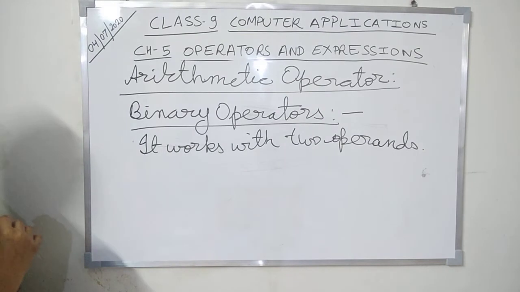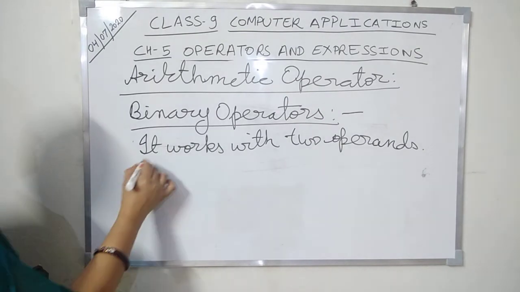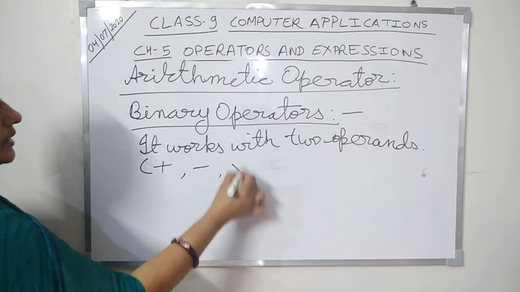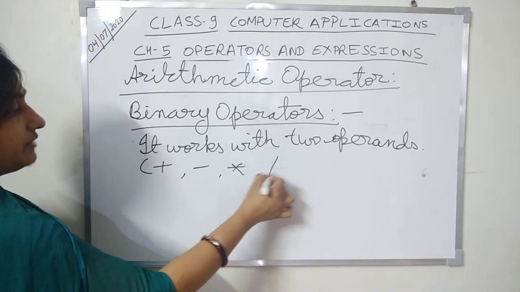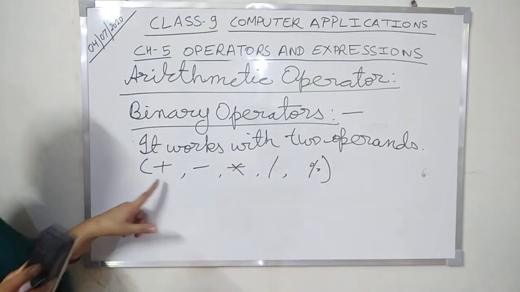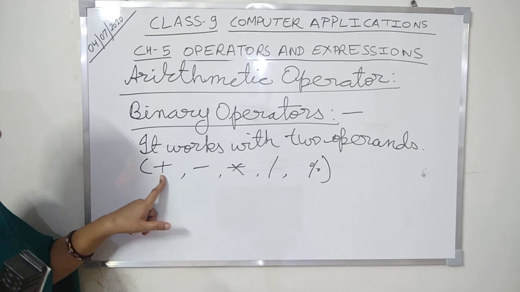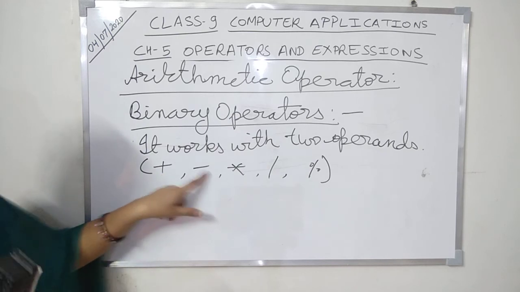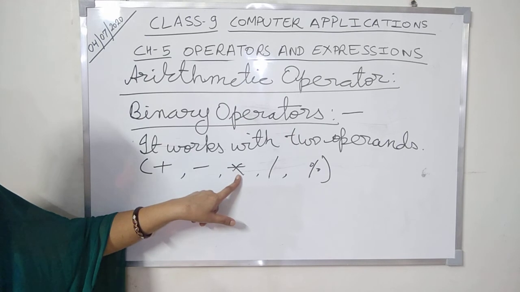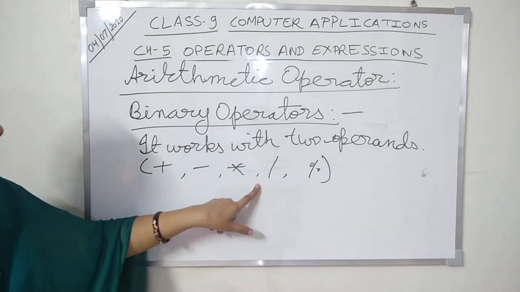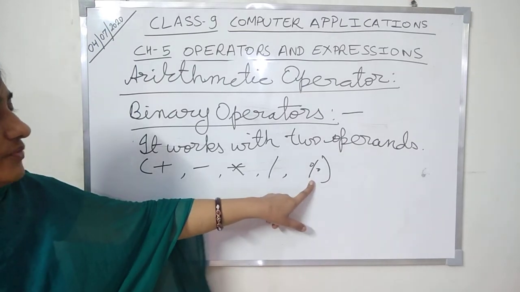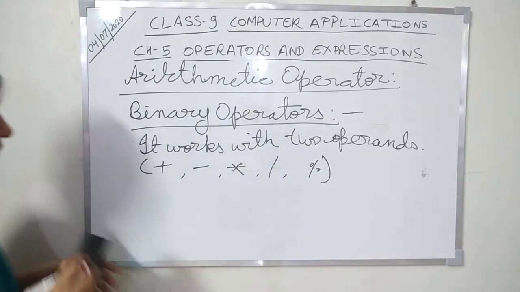Okay. So which are the binary operators? Binary operators are plus, minus, multiplication, division and modulus. So why are we using plus? For addition. This hyphen sign, minus sign, is for subtraction. This asterisk sign we are using for multiplication. Slash sign we are using for division. And this modulus sign we are using to find out the remainder.